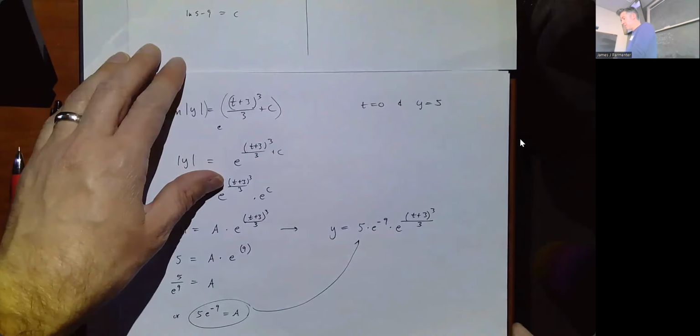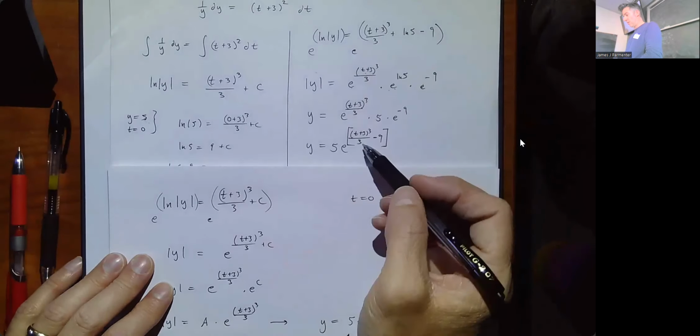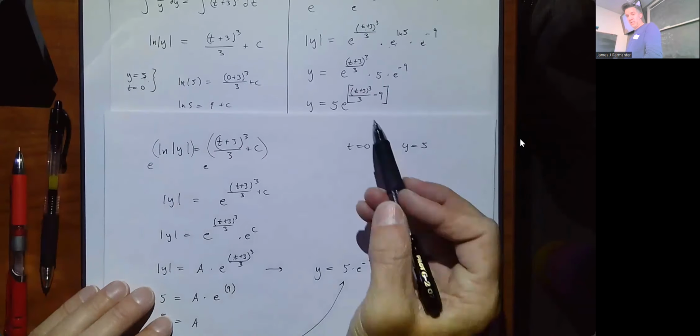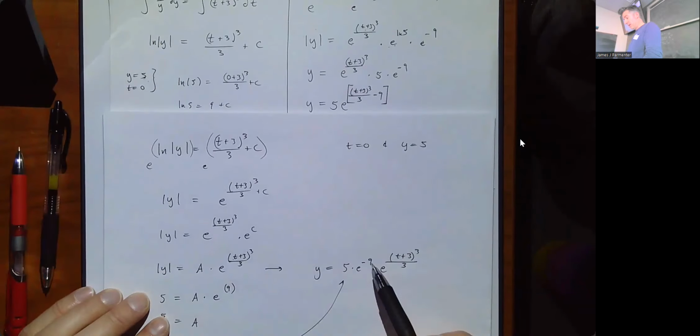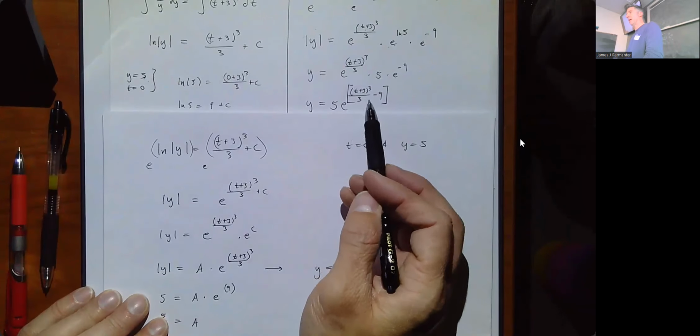And in my opinion, that's a lot less effort than doing all this and carrying that all the way. It's still getting the same answer. I know it looks slightly different because of how I've written it, but these answers are the same. e to the negative 9th times e to the t plus 3 cubed over 3 is the same as e to the t plus 3 cubed over 3 minus 9.